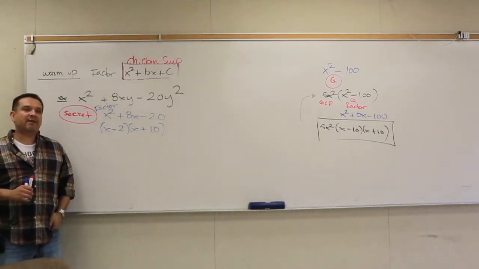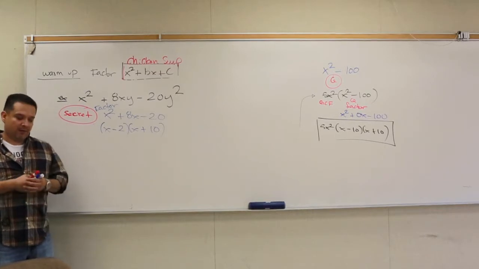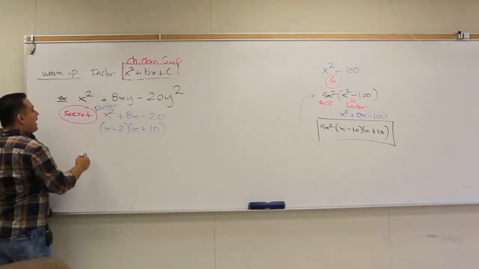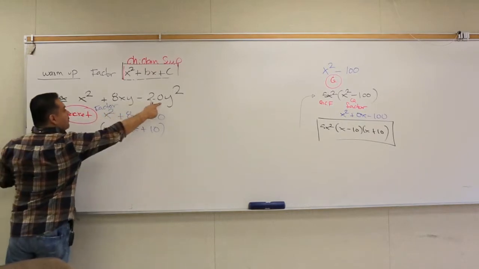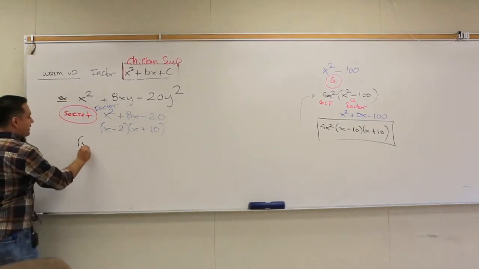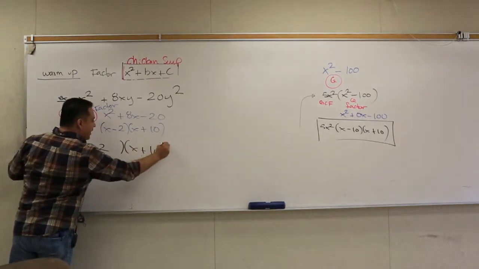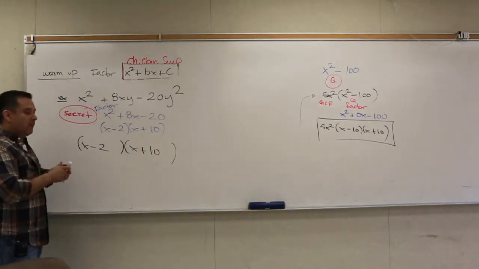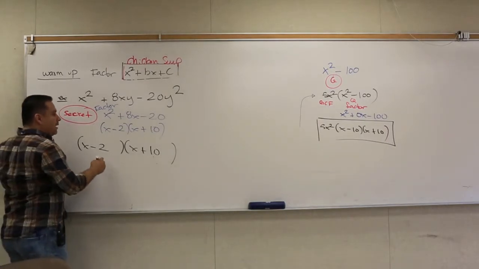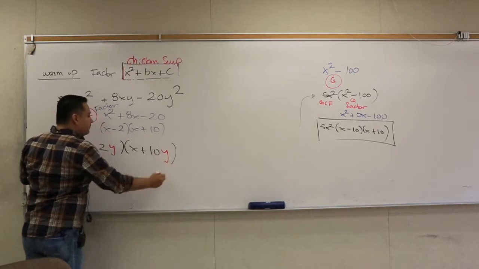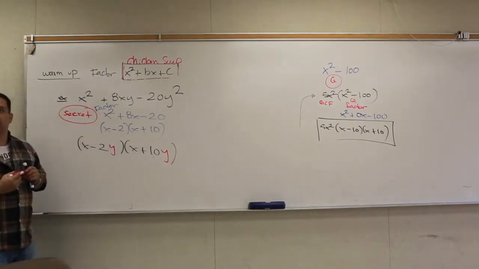But then I have to remind myself, okay, but that's really not what I have. What do I really have? The y is here. Is that true? So I write down my x minus 2 and my x plus 10, okay? And then I put my y back. All right, you guys okay with that?